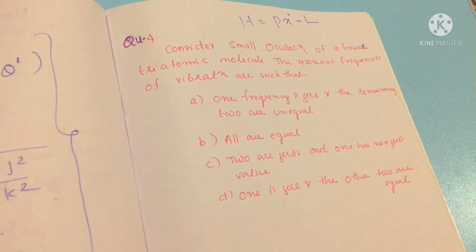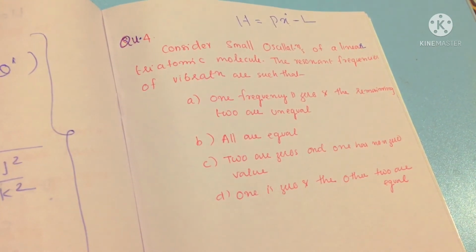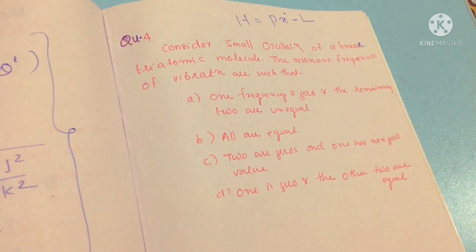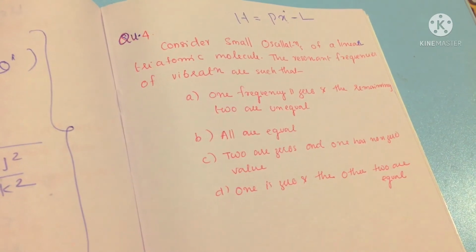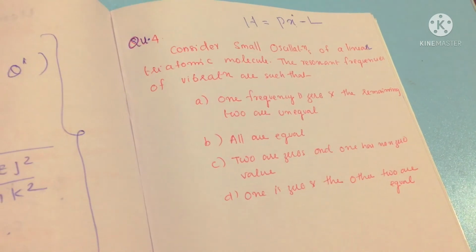Consider small oscillations of a linear triatomic molecule. The resonant frequencies of vibrations are such that option A, one frequency is 0 and the remaining two are unequal. B, all are equal. C, two are zeros and one has non-zero value. D, one is 0 and the other two are equal.